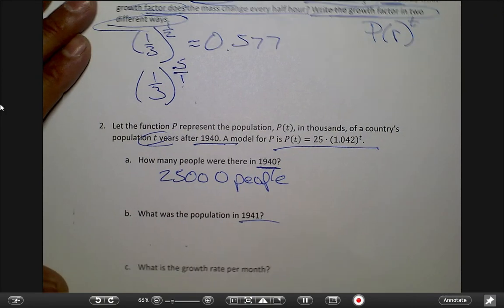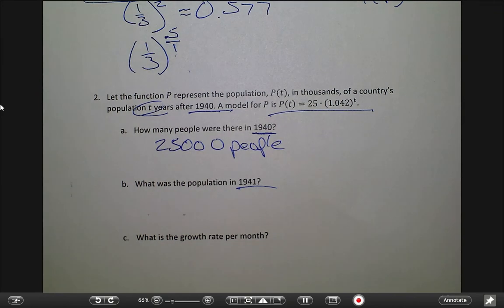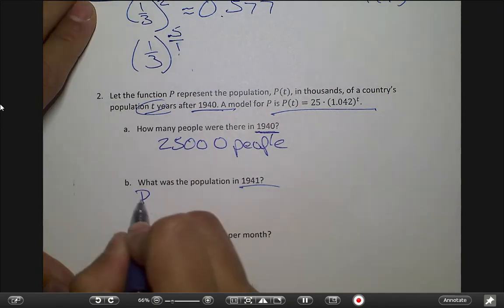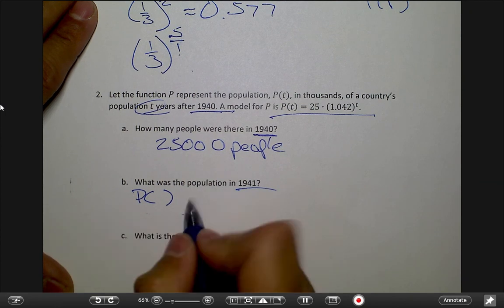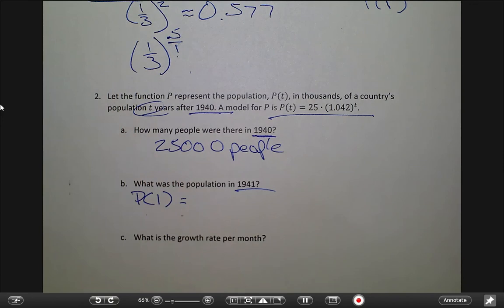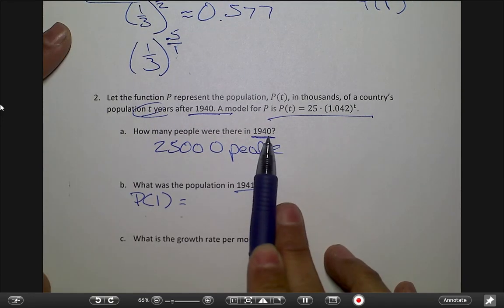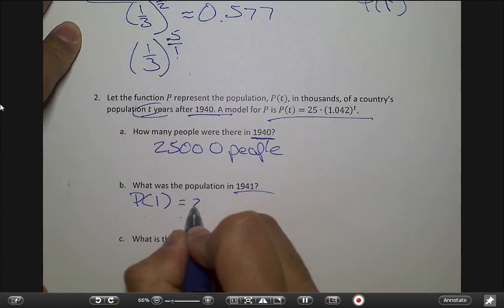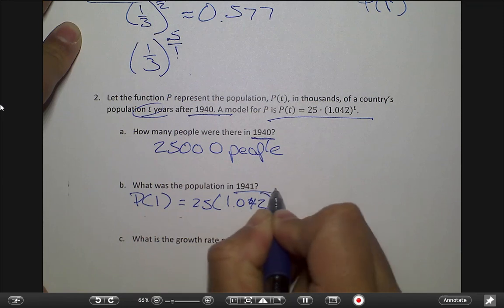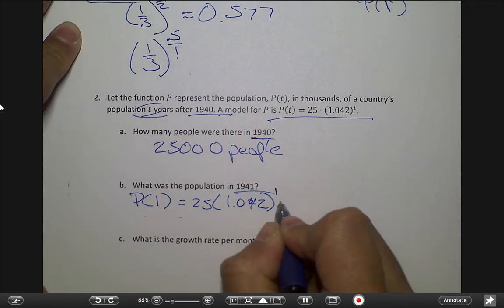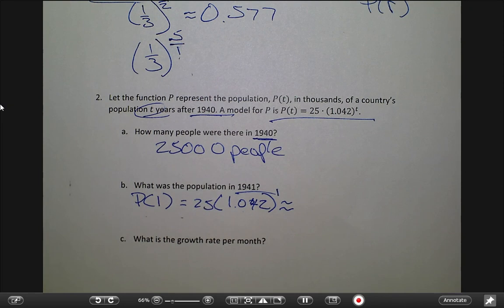What was the population in 1941? How are we going to do this? Use the equation. So we are going to say P of what? What am I plugging in? One. Why am I plugging in 1? Years. It's 1 year after 1940. Very good. So 1 year after 1940, 25 times 1.042 raised to the 1. So, and give it to me. On this one, it says in thousands.